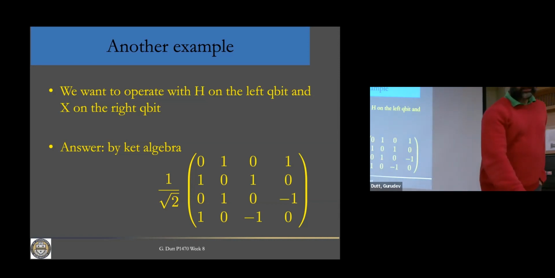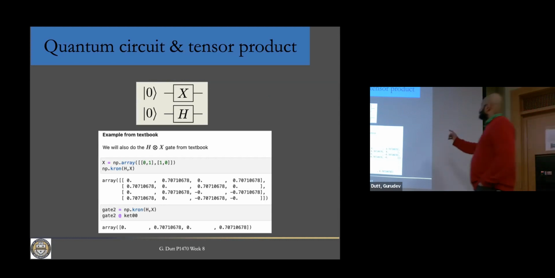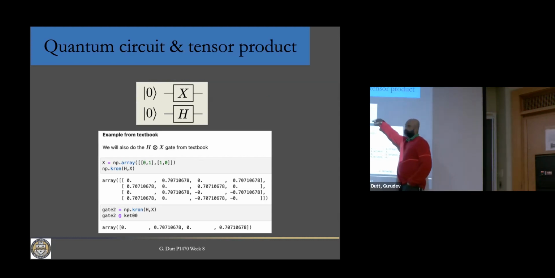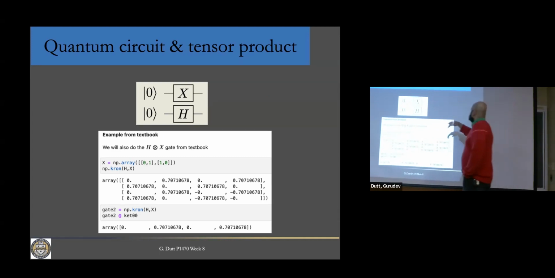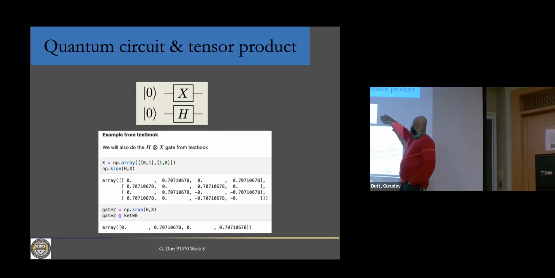And then I said I wanted you to go back and check with matrix algebra, which means you take X and H, the two gates. This is the quantum circuit representation, right? Because H is acting on the bottom qubit, the left qubit, and X on the right qubit. So the right qubit is always the one on the top, the rightmost. And so X and H. As I said, we did it with Ket algebra, so to speak, but we can also do it with matrix algebra. I just wrote it down in code because it's simpler.